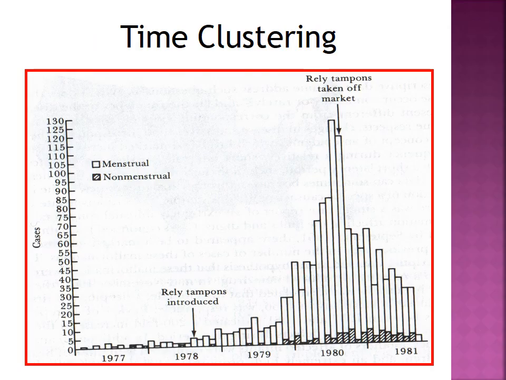This is an example of time clustering of the disease. It shows that at a particular time when the tampon was introduced, there was a rise of cases of TSS, and it peaked in the 1980s, and after that the tampon was taken off the market. So we found there is a temporal association, and after that it gradually comes down.